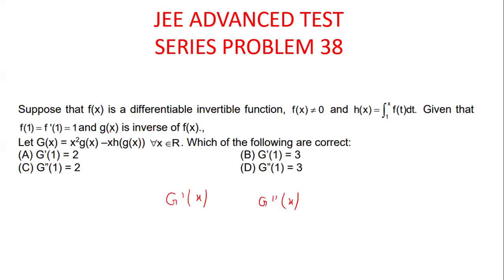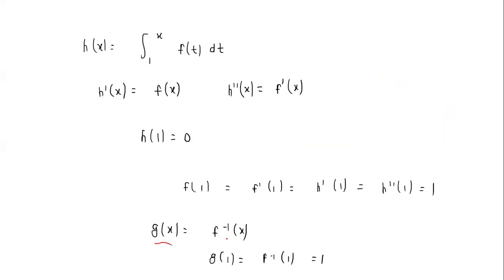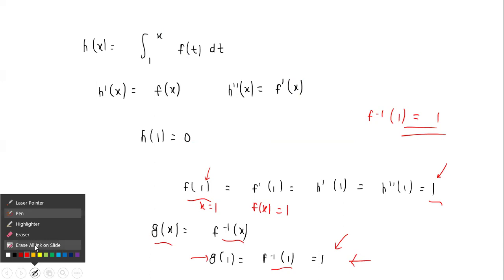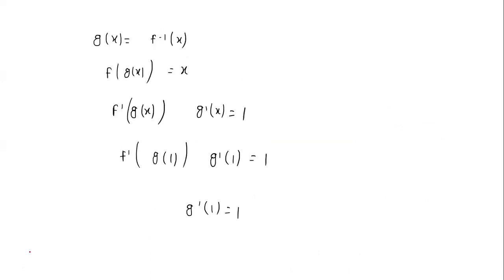And now in the problem it is also given that this g of x is the inverse of f of x. So we can say that g of 1 is f inverse of 1, and we know f of 1 is equal to 1, so we can directly say that f inverse of 1 is equal to 1. For which value of x are you getting 1? So for x equal to 1, you are getting f of x equal to 1. So we can directly say that g of 1 is equal to 1. So now we have all these values.